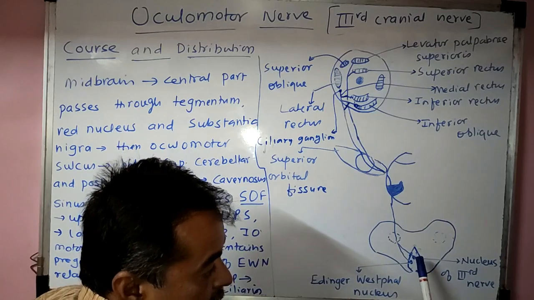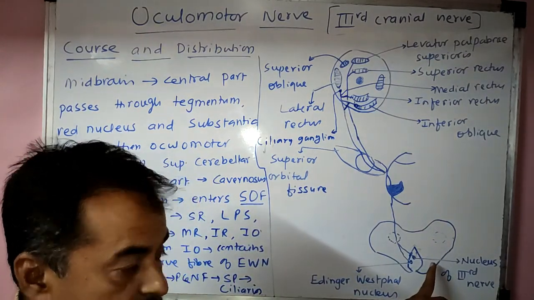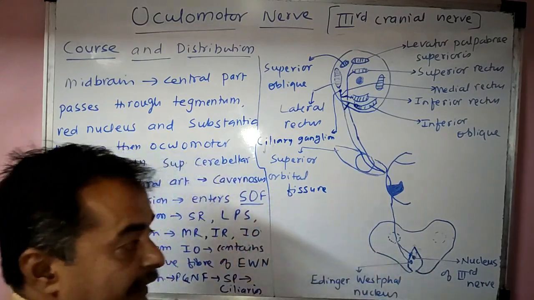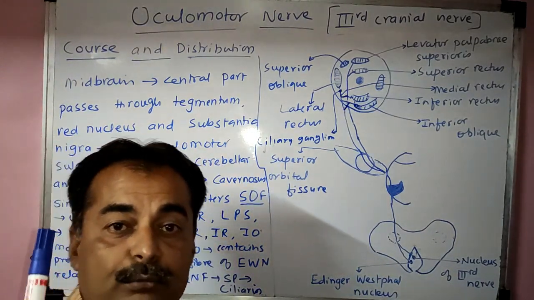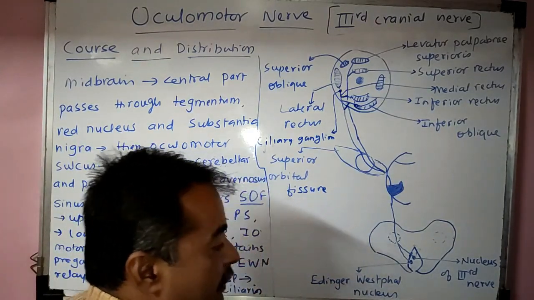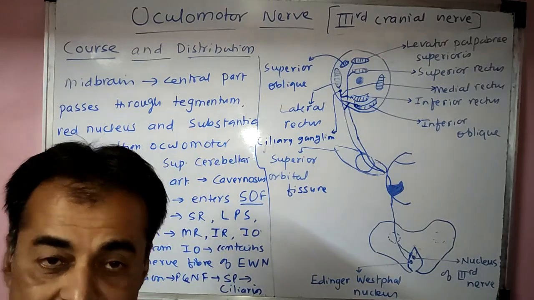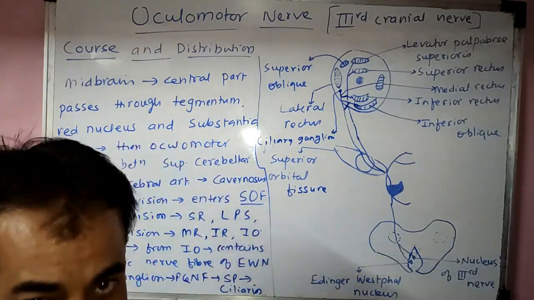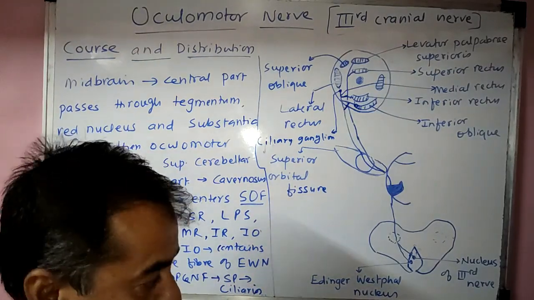See, these fibers, as I had told you, the fibers which arise from the nucleus give supply to the extraocular muscles, while the fibers which arise from the Edinger-Westphal nucleus supply the ciliaris and the sphincter pupillae muscle. That is the smooth muscle.